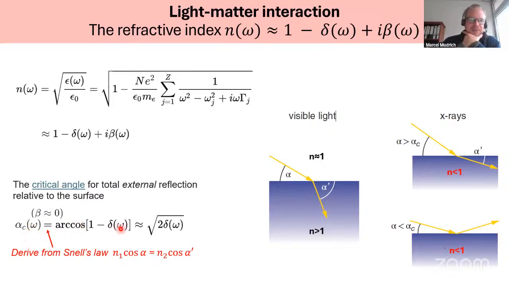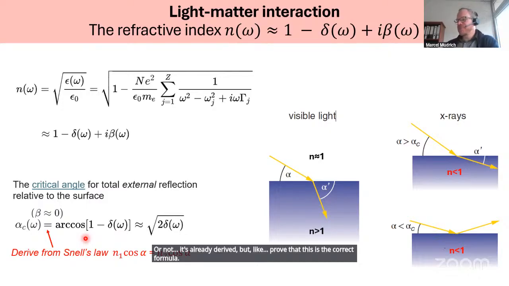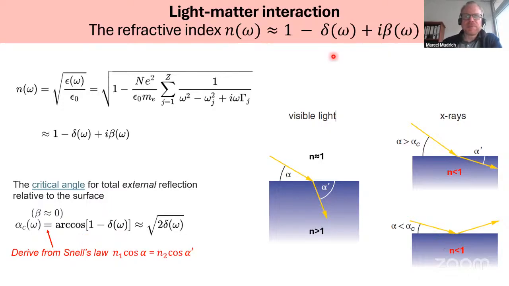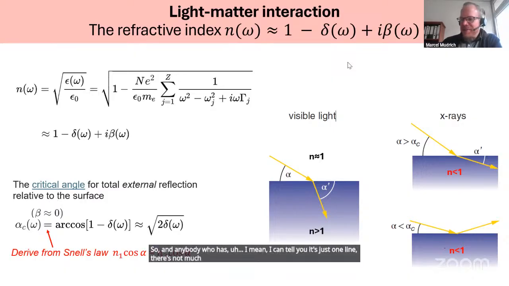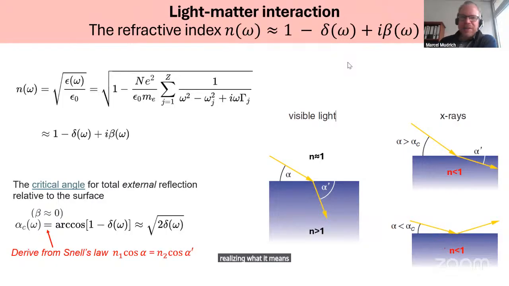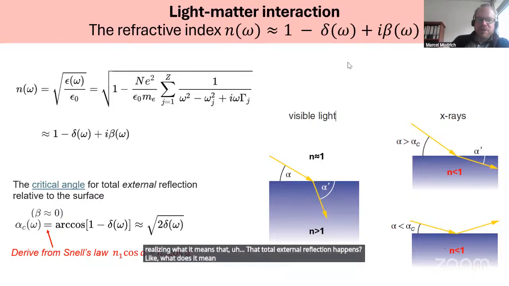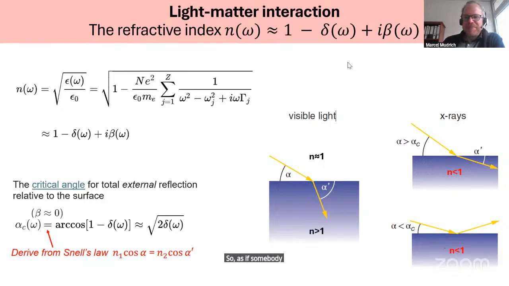Or, it's already derived, but prove that this is the correct formula. I can tell you it's just one line. There's not much to calculate, but it's basically about realizing what it means that the total external reflection happens. What does it mean in terms of the angle? If somebody has the answer, then please speak up.